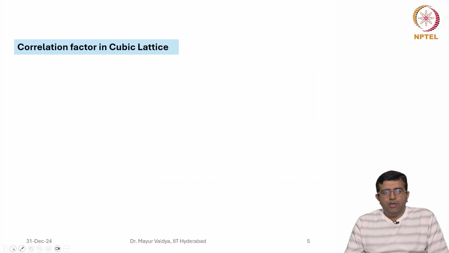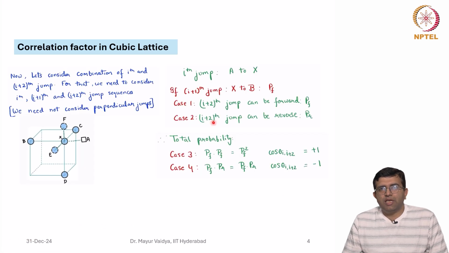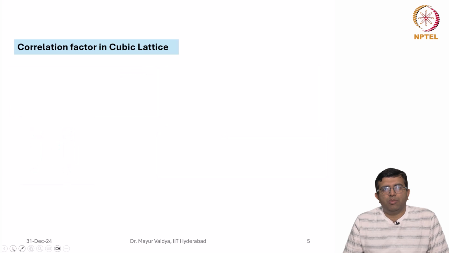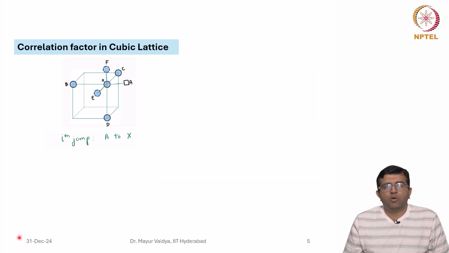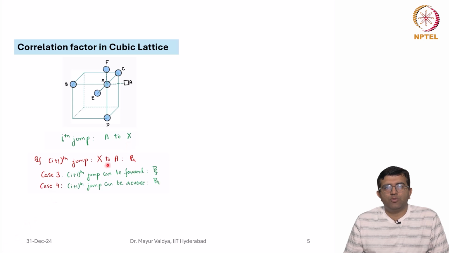Moving ahead, remember in this case we have only considered one case of the I plus 1th jump, which was a forward jump. But the I plus 1th jump can be reverse also. So let us consider that probability as well. If the ith jump was from A to X and the I plus 1th jump was from X to A, which has the probability PR, in that case, the I plus 2th jump can be forward, and then the total probability will be equal to PF.